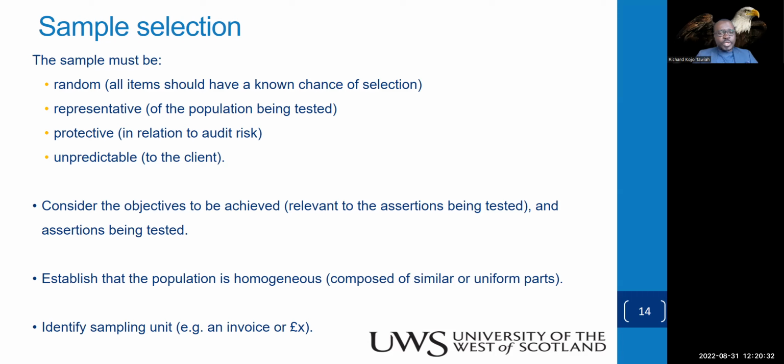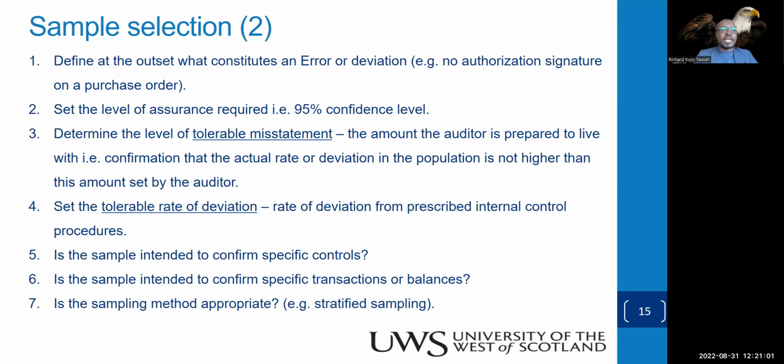Consider the objectives you want to achieve. What assertions do you want to test? What management assertions do you want to verify before you select the sample? Again, make sure that the population is homogeneous. They have the same nature, characteristics, features, okay? And right from the onset, decide the sampling unit that you're going to use. Am I going to use an invoice or a pound, a currency amount? That's what you should start with.